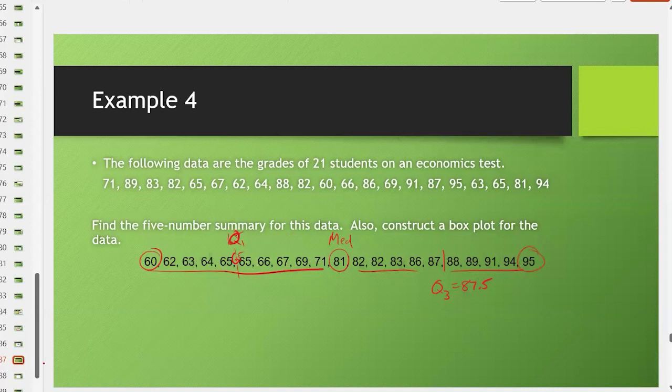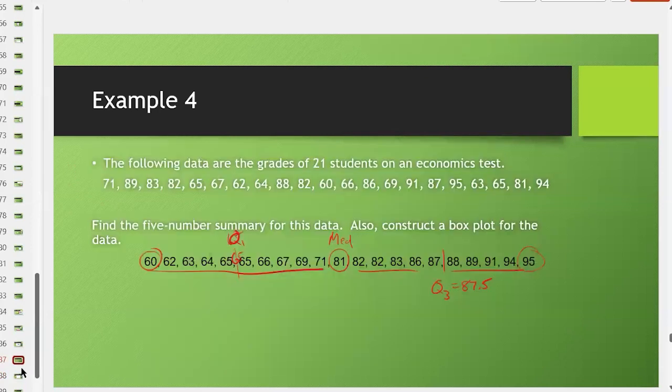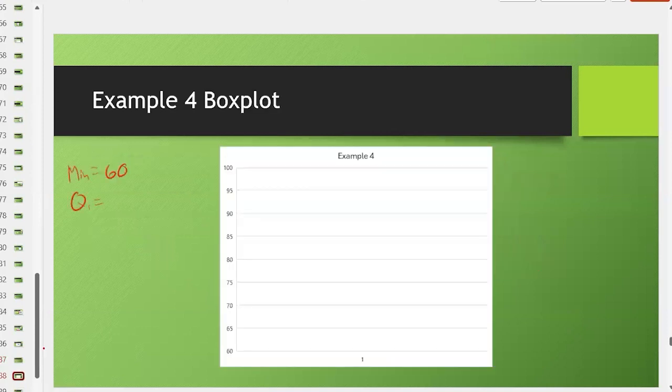And so we can construct a box plot for that. I'm going to show that on the next slide. Let's just copy this stuff over. The minimum was 60. Q1 was, I believe, 65. The median was 81.